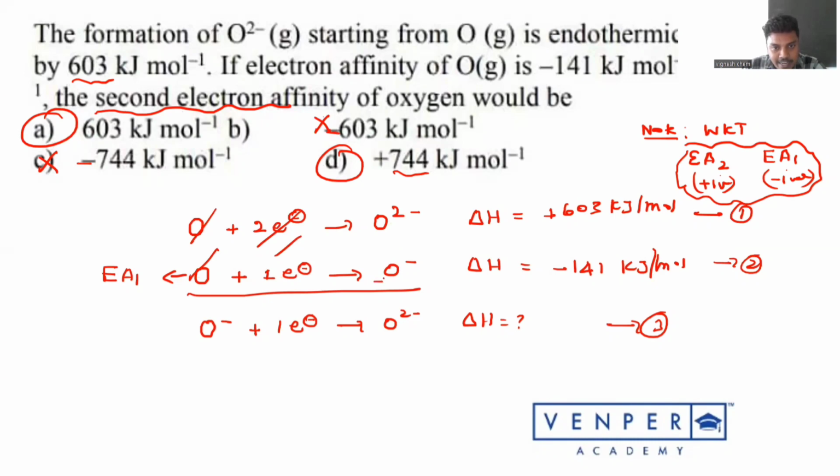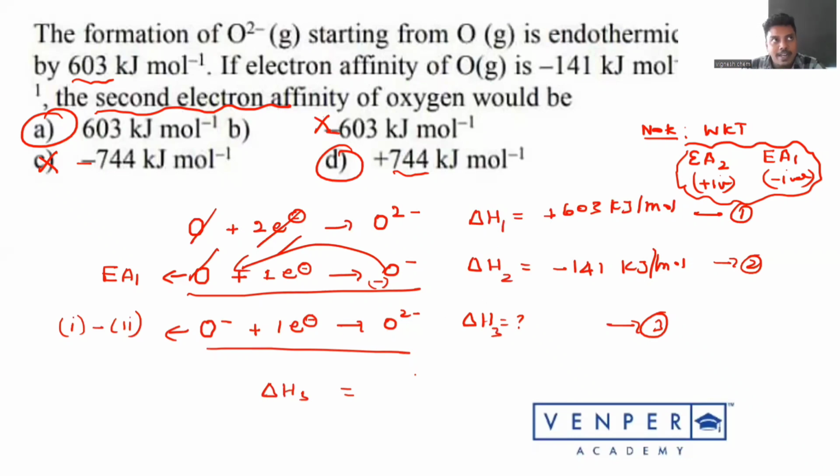Now this minus sign converts into a plus sign. O minus plus 1 electron gives O2 minus. Therefore, to get this equation, I subtract equation 2 from equation 1. This is delta H3, this is 2 and this is 1. Delta H3 equals delta H1 minus delta H2. Delta H1 is plus 603 and minus of minus 141. Therefore, the value is around plus 744 kilojoule per mole. Therefore, option D is correct for this question.